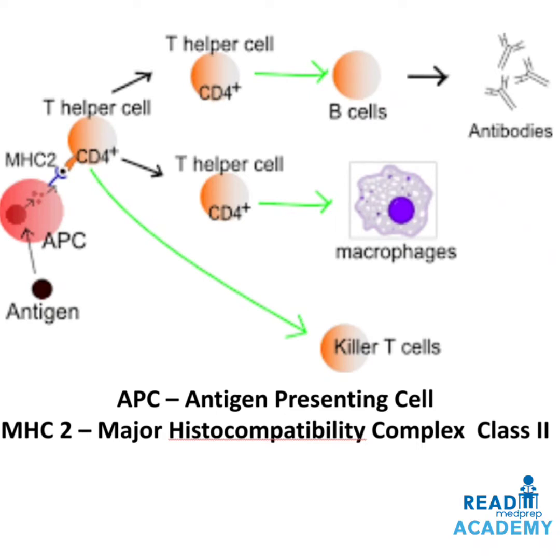And these T helper cells help in the proliferation of the B cells and the plasma cells and the production of antibodies. And these T helper cells sometimes stimulate the macrophages to increase the phagocytotic activity. Some T helper cells get transformed into the killer T cells. You can see the expansion below. APC means antigen presenting cell. MHC2 is called major histocompatibility complex of class 2.